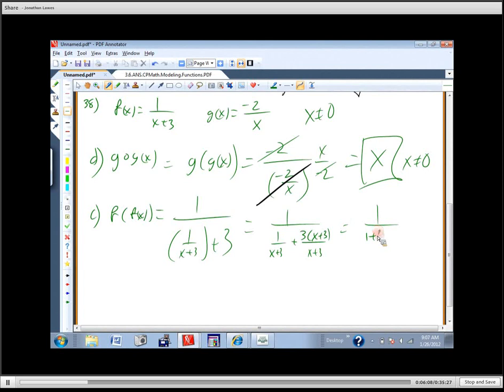This is 1 plus (3x plus 9) over (x plus 3). So I've got a single fraction on the bottom. It's (3x plus 10) over (x plus 3). So if I have 1 over (3x plus 10) over (x plus 3), and I take that and flip it over, what do I get? I'll write that: (x plus 3) over (3x plus 10). You get (x plus 3) over (3x plus 10).